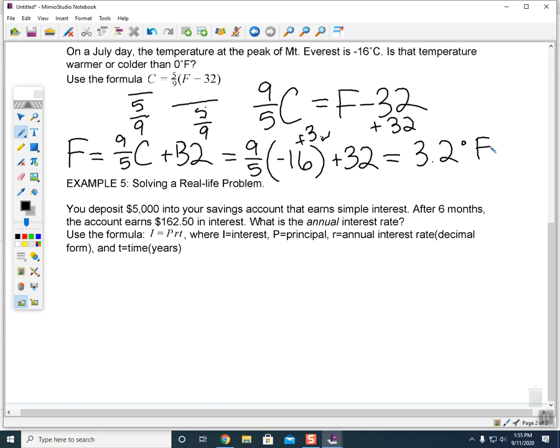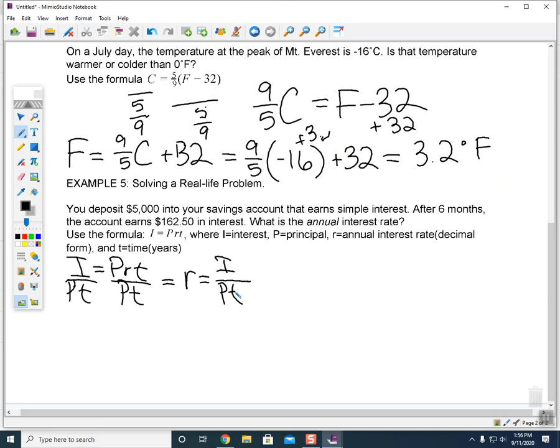Okay, so I equals PRT. I need to solve for R, my annual interest rate. All of these are just multiplied together, right? So I'm going to divide both sides by P times T, because it's all multiplied together anyway. So I'm left with R, my annual interest rate, equals I, my interest in dollars, divided by my principal times how long it's been in there.